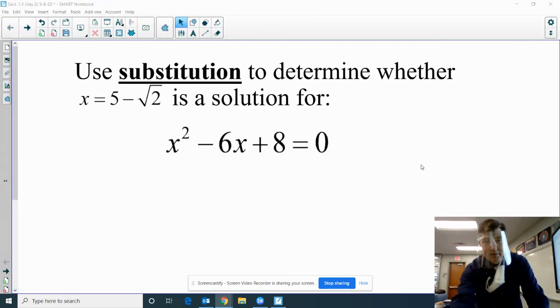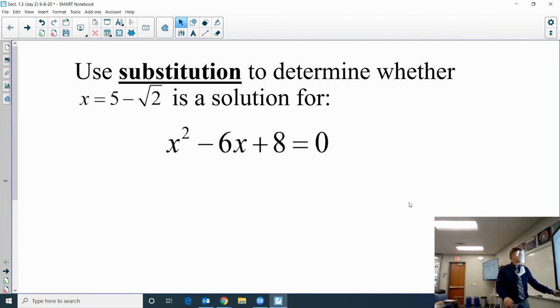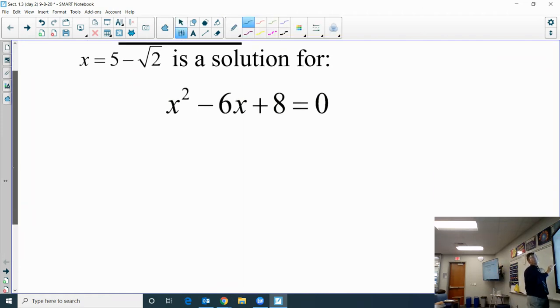Okay. All right. It says use substitution. Do not solve that at all. Don't factor it, or complete the square. So just substitute it in. Well, what does that mean? Take that x out. Put in 5 minus square root of 2.